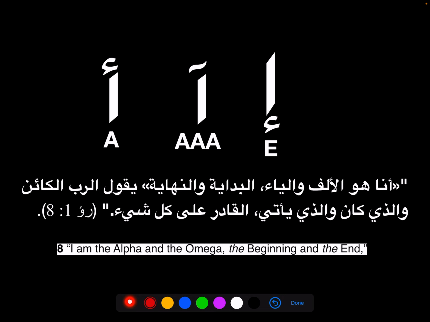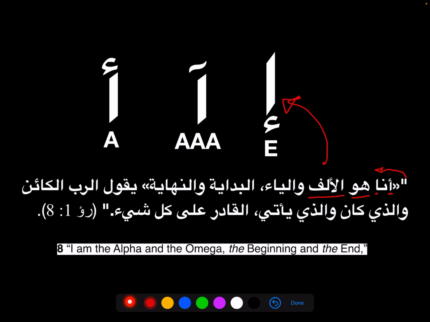Let's go word by word from the first line. Let's start from here: ana. There is an Aleph at the beginning of the word and an Aleph at the end of the word. Huwa, no Aleph. Ana huwa al alif wal ya.